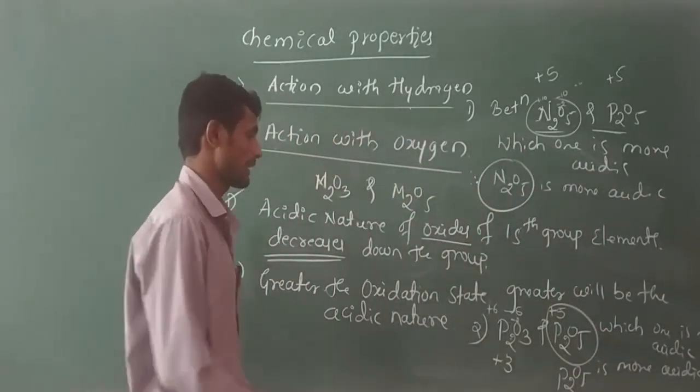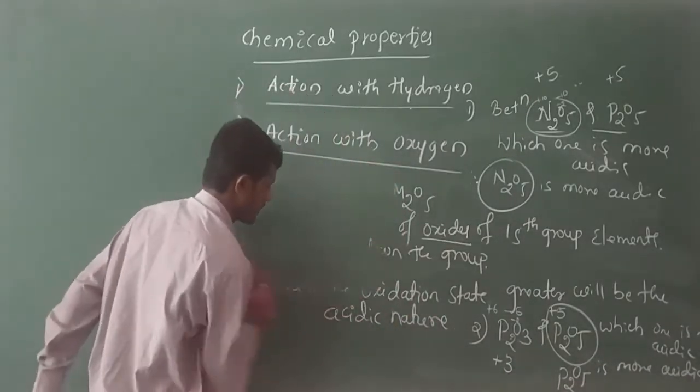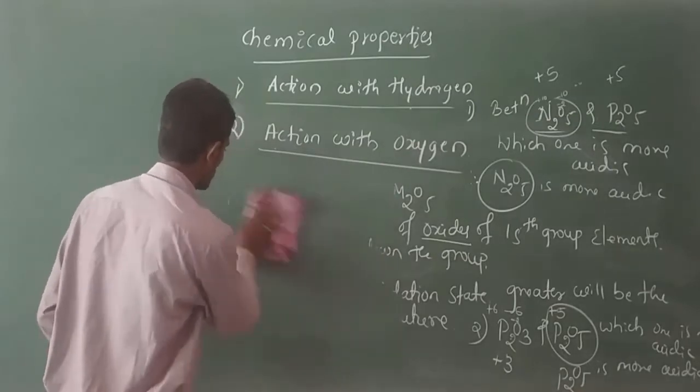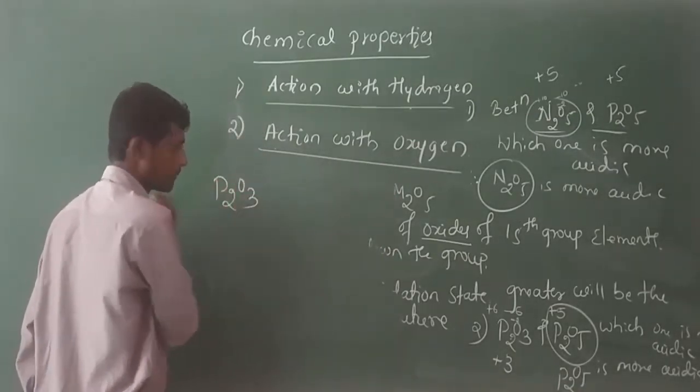How to calculate the oxidation number? See here. The given examples are P2O3.